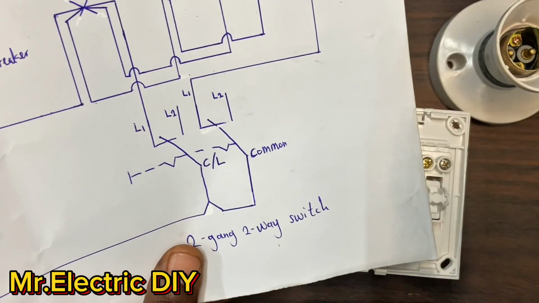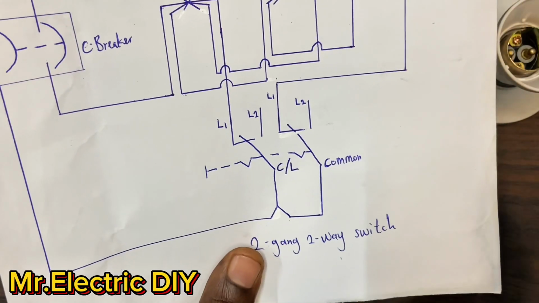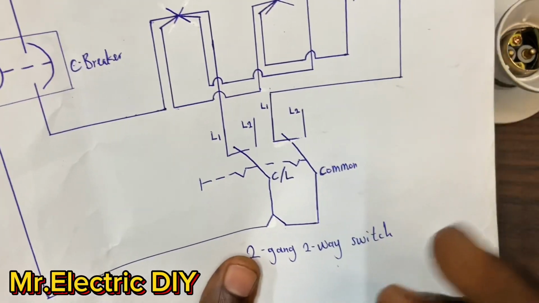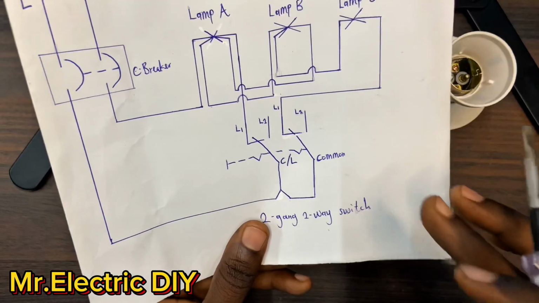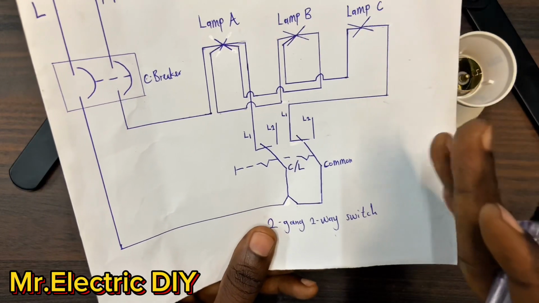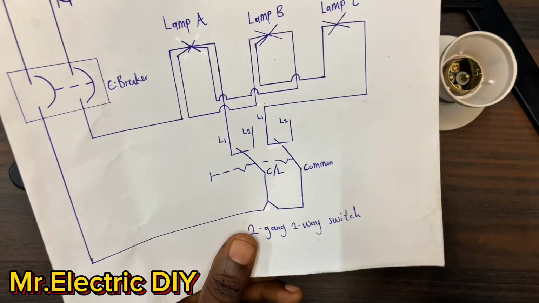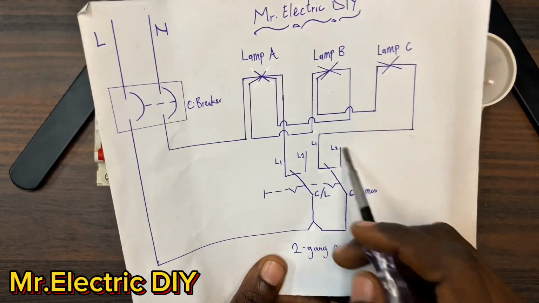This is a 2-gang 2-way switch, and as I said, others might call it a 2-gang 4-way switch because of the L1 and L2. We have 4 terminals as the way and 2 terminals as the common. So others might refer to this switch as a 2-gang 4-way switch. Others too might call it a 2-gang 2-way switch, as I'm saying right now. The only thing you have to take note of is how this switch actually works.